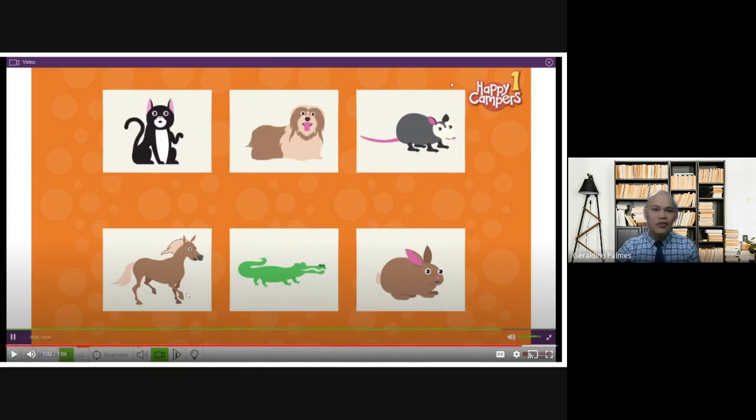Okay, these are all our vocabulary in Unit 3, Lesson 1 and Lesson 2. Now let's look at right here. What is it? It's a cat. What is it? It's a rabbit. What is it? It's an opossum. What is it? It's an alligator. And last one, what is it? It's a horse. Good job. So we did already our vocabulary. Now let's go to our next part today.